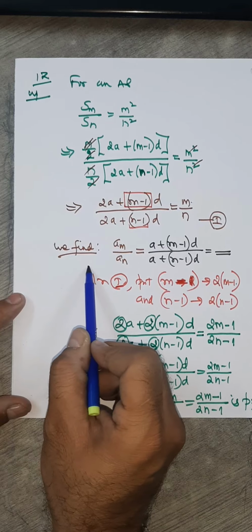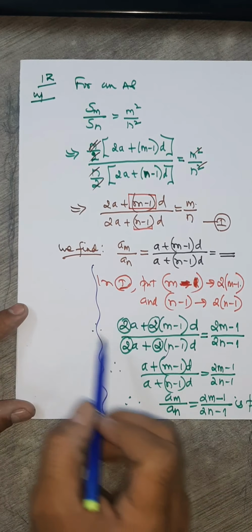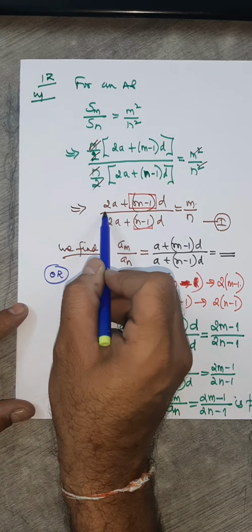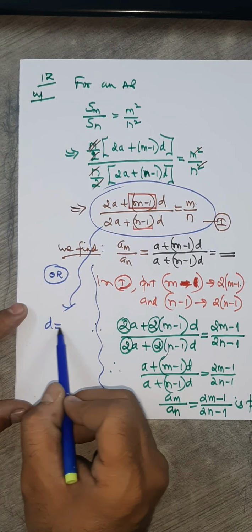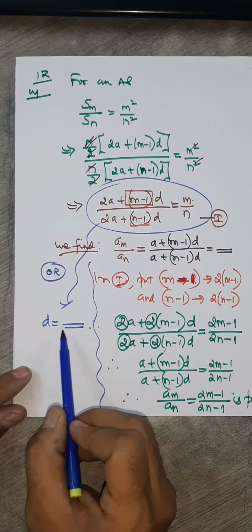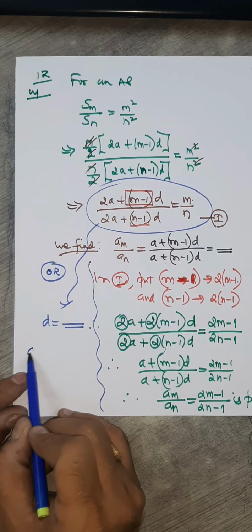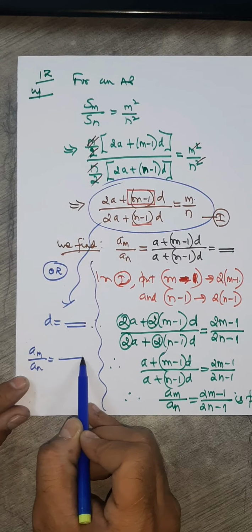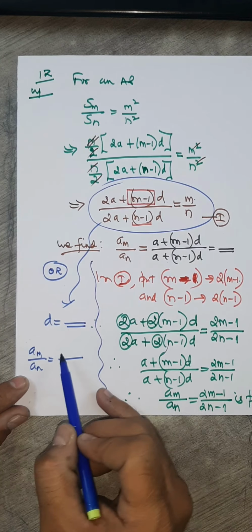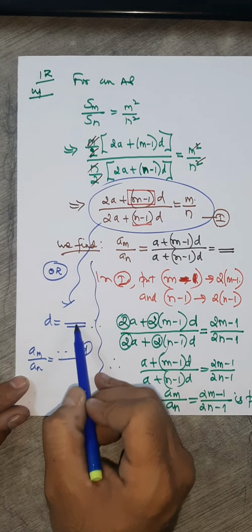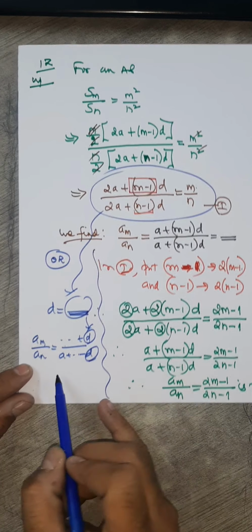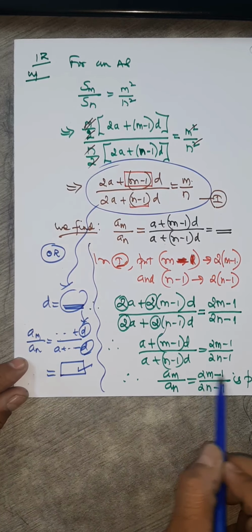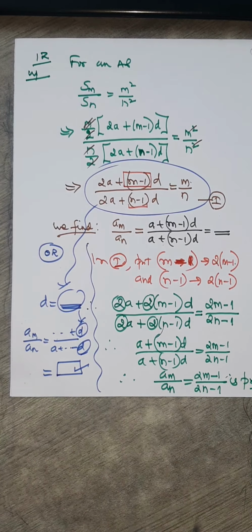Or alternatively also you can do. I'll just suggest, if you don't like this, you can do this. You start with this, simplify and get the value of d. That's another way of doing this. And then start with this, am upon an. Write the formula, that is a plus m minus 1 into d. Place the value of d which you obtained here. Then a plus this one into d, place the value of d obtained here. So you will get this 2m minus 1 upon 2n minus 1. This is another way of doing the same question. Try this way also, you will see.